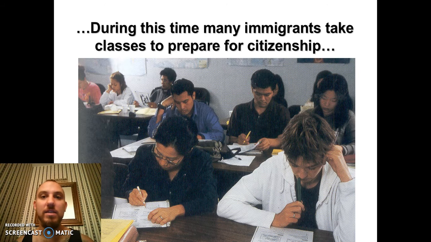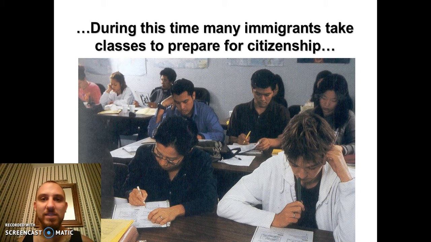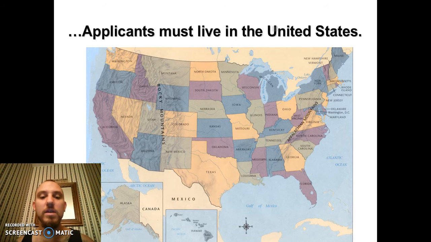Because like we said when we were watching the videos, the United States Customs and Immigration Services do release the questions for the immigration test. But they release 150 questions and only ask you 10. So many immigrants take classes to help them study for the test. In addition, the applicants have to live in the United States. You can't apply for citizenship to the United States but live in Canada. It doesn't work that way.